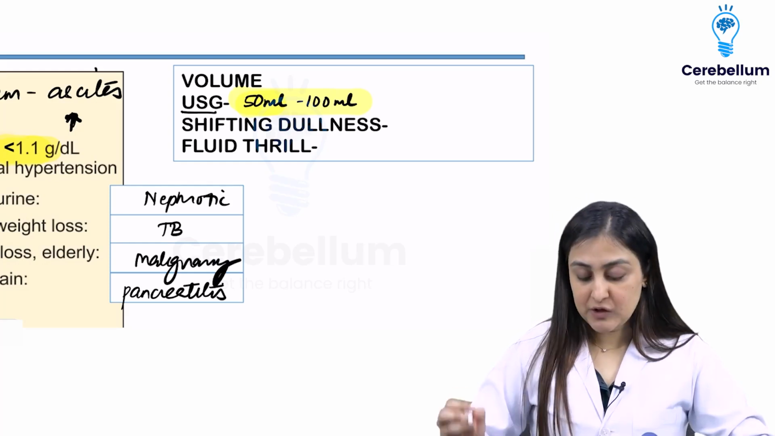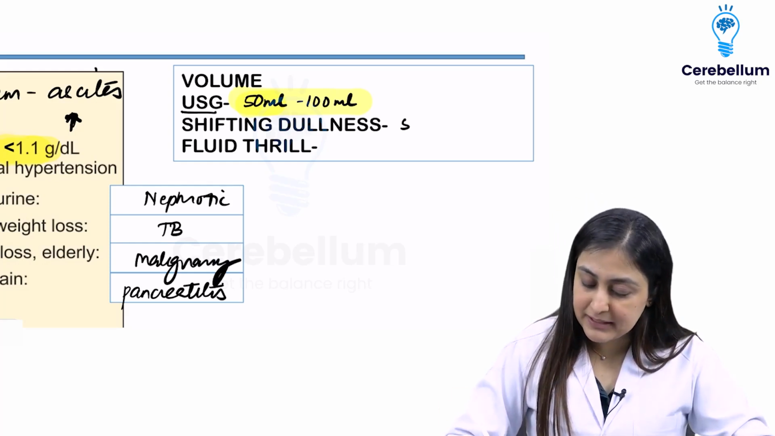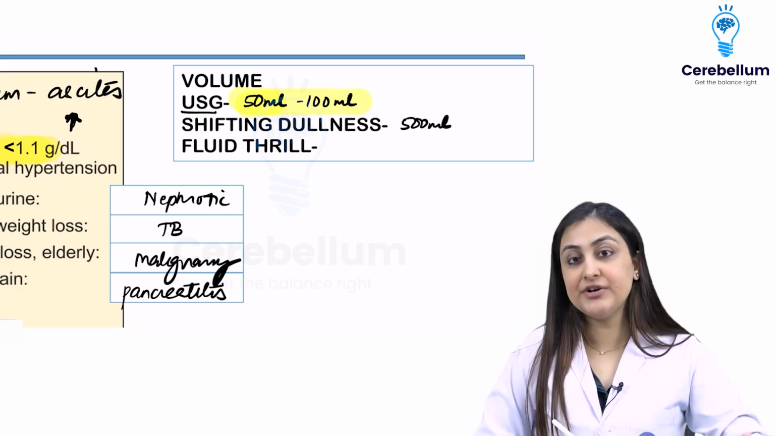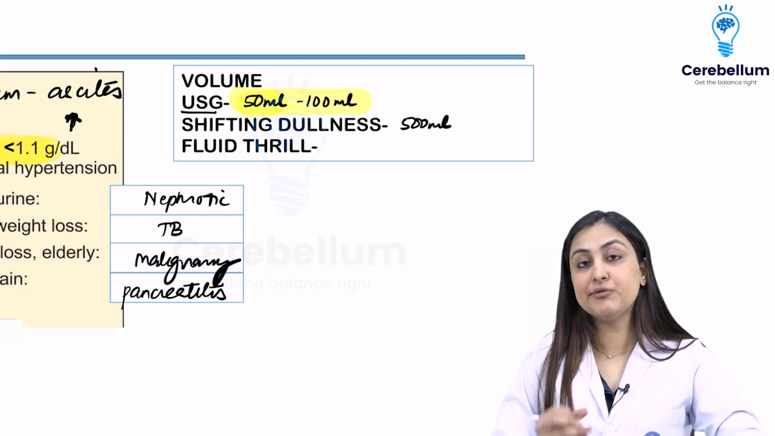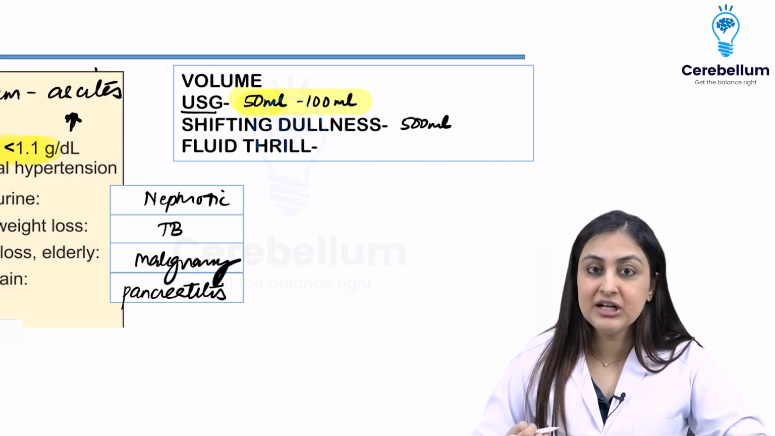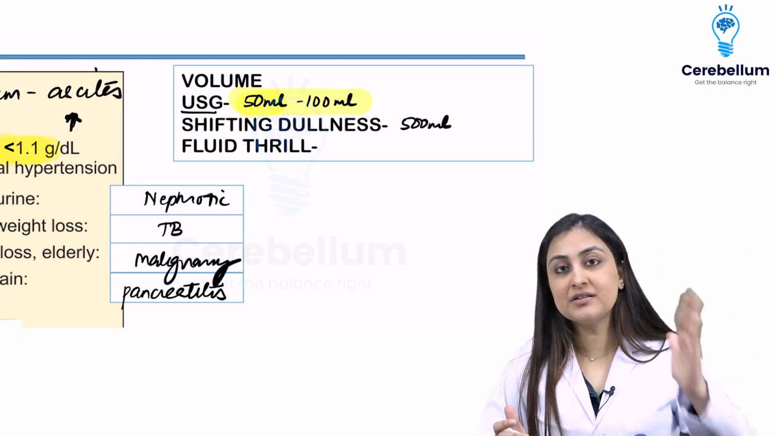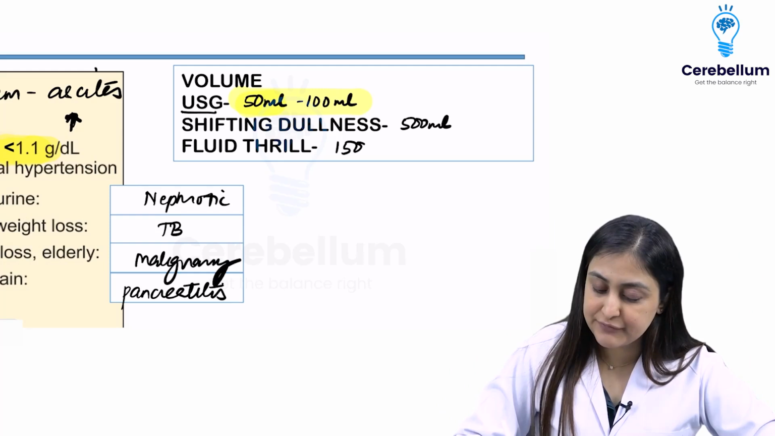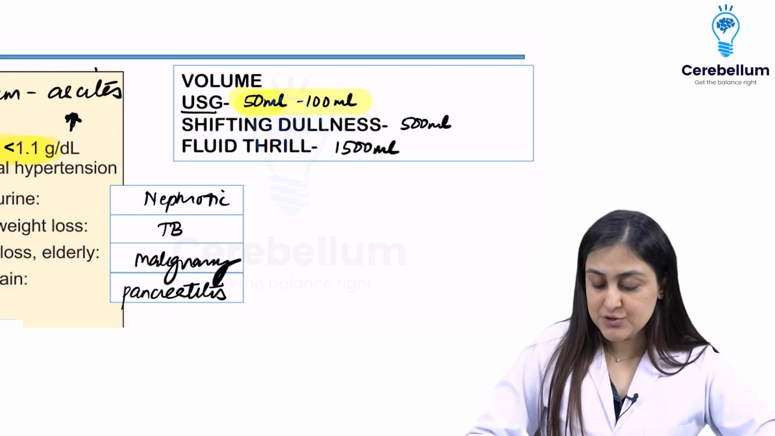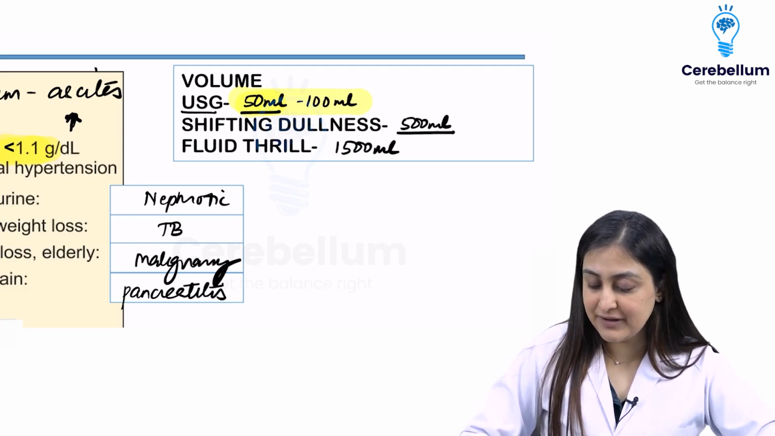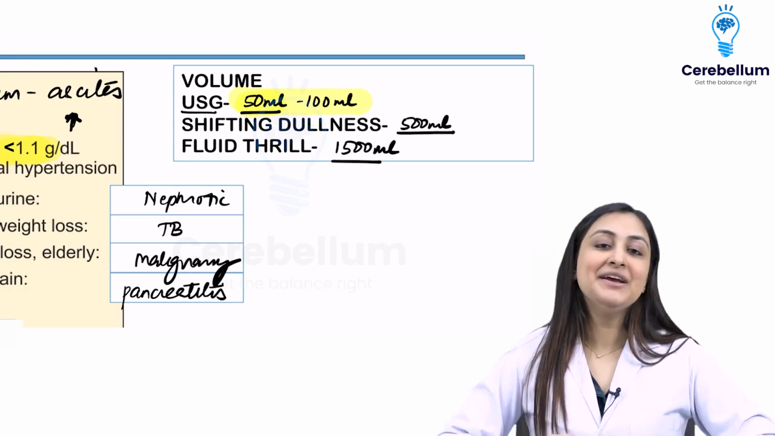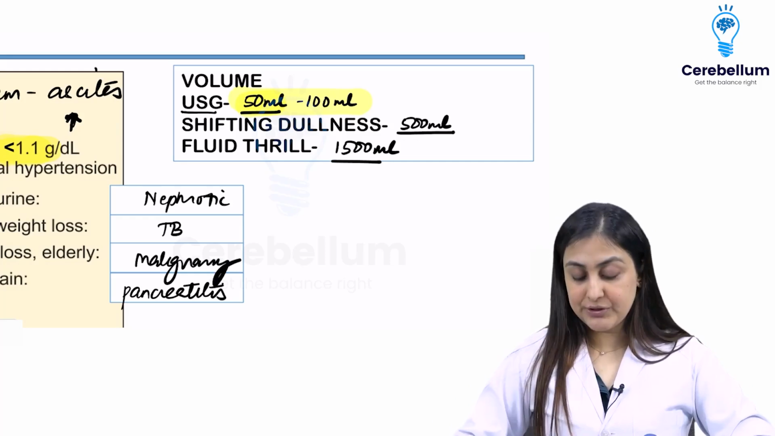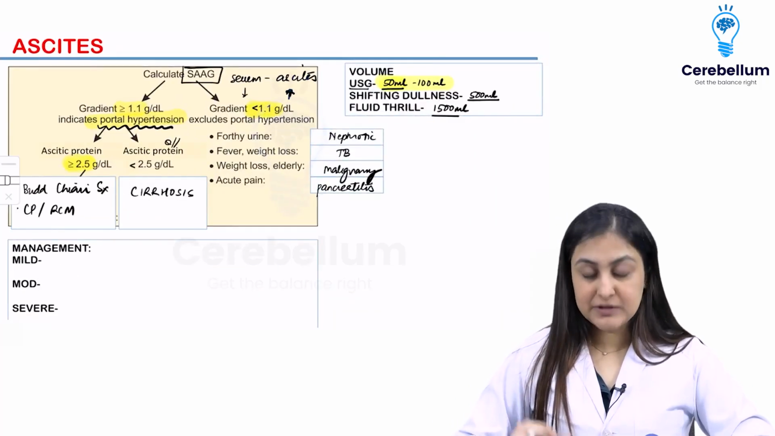Alright, then when we talk about shifting dullness, remember we can pick up fluid around 500 ml. It would need 500 ml of fluid to be eliciting shifting dullness, and to elicit fluid thrill, when you basically percuss, you see the fluid thrill. For this, it requires 1500 ml. Okay, so you can remember 50, add a 0, 500. Multiply by 3, 1500 ml is going to be fluid thrill. Okay, then let's talk about the management.